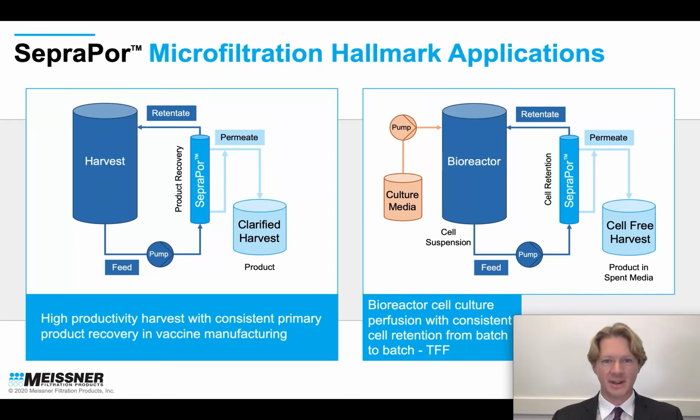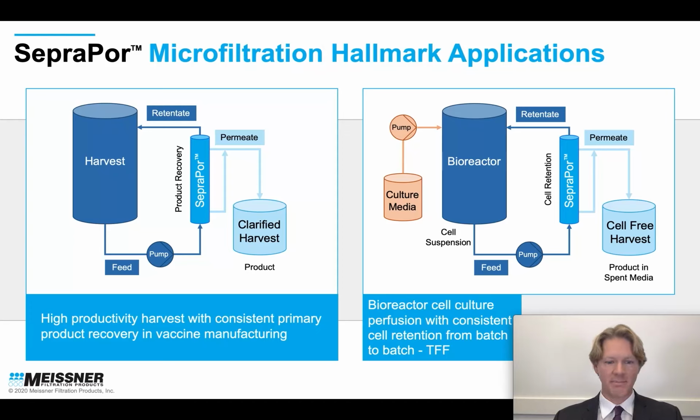In high productivity harvest applications, SepraPor provides consistent primary product recovery in vaccine manufacturing. Shown on the left is a simplified schematic of a harvest clarification operation. The harvest material is pumped through the SepraPor device, and retentate is returned to the harvest vessel. The product containing permeate is collected in a clarified harvest vessel.